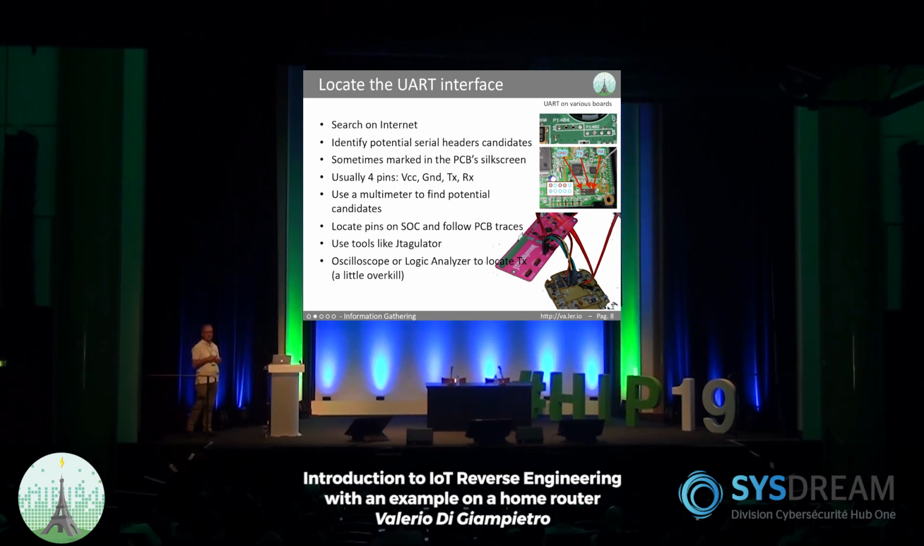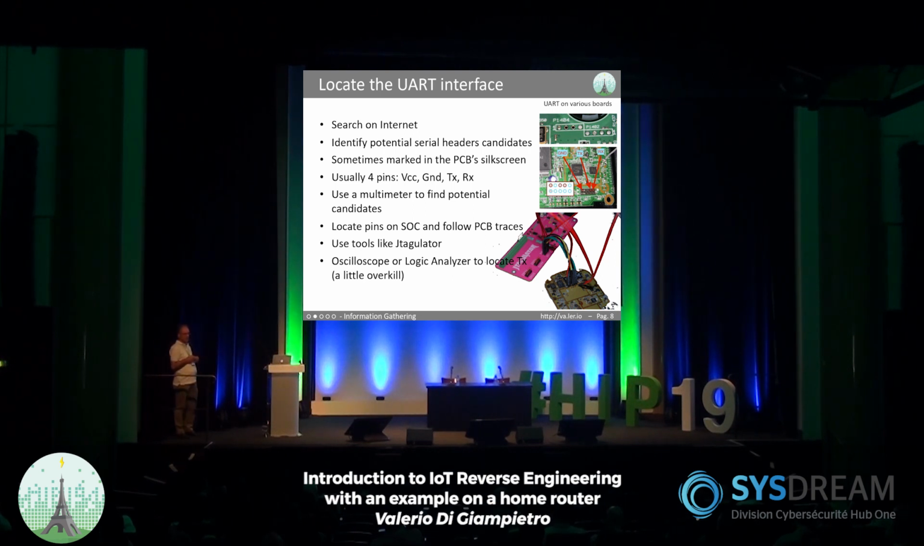As a first step, we start searching on the internet to see if someone else has already done the job for us, identifying the UART interface on our device. Otherwise, we have to identify potential serial header candidates. Sometimes these are marked on the PCB silkscreen, so it's easy to identify. But otherwise, we have to identify 4 pins that are power, ground, TX, and RX. We can use a multimeter to find potential candidates. It is easy with the multimeter to identify power and ground. TX usually has a pull-up resistor, and RX usually is a high impedance input.